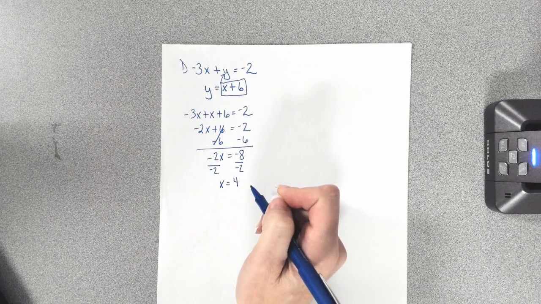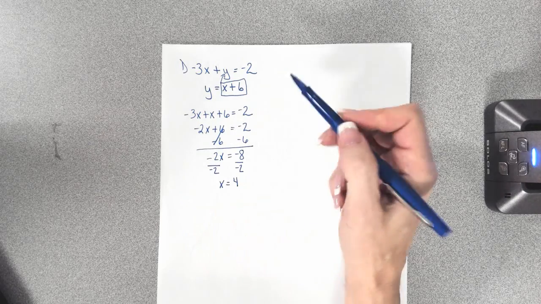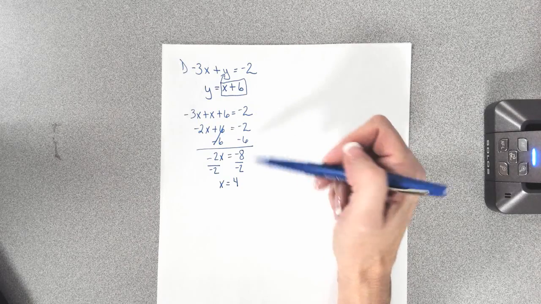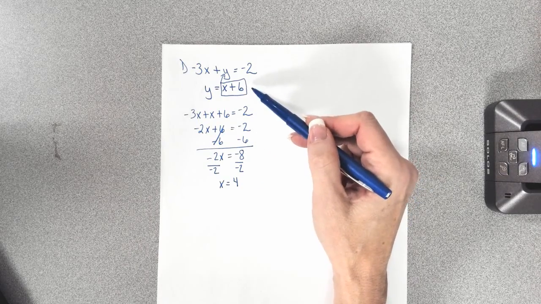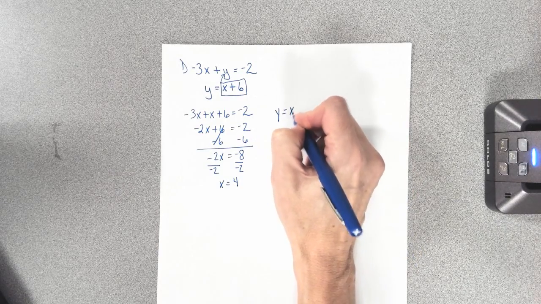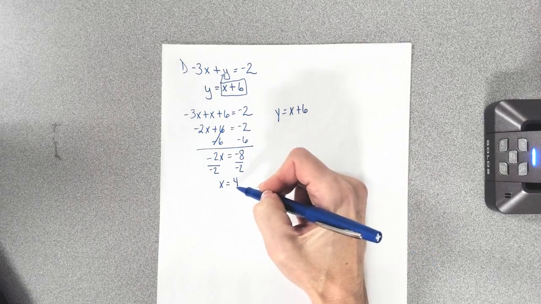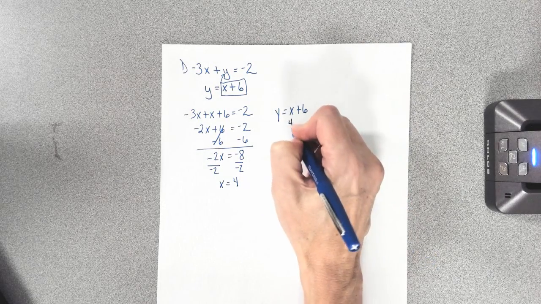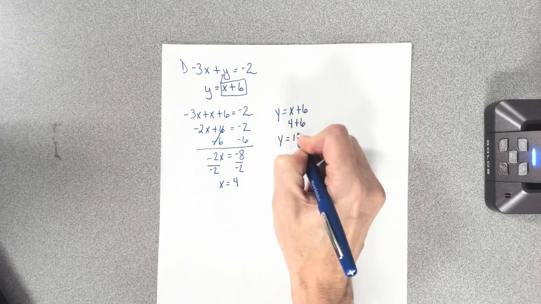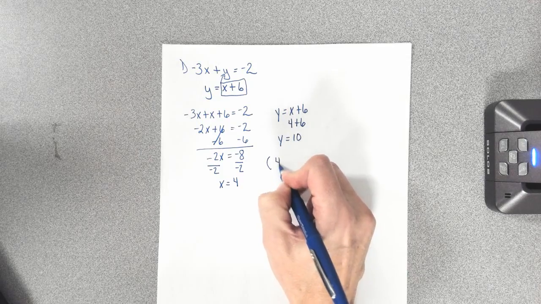This is half of my answer. Remember, we're looking for an ordered pair. We want to know, if graphed, where these two lines would intersect. So I'm going to go back to one of the original problems. Let's pick the easy one. It says y equals x plus 6. We want to know what y equals. And we now know that x is 4. So I'll plug that in. So y equals 10. So my answer is 4, 10.